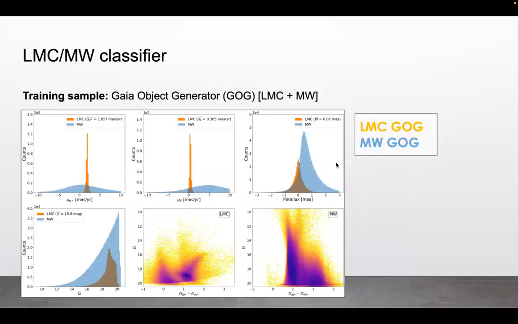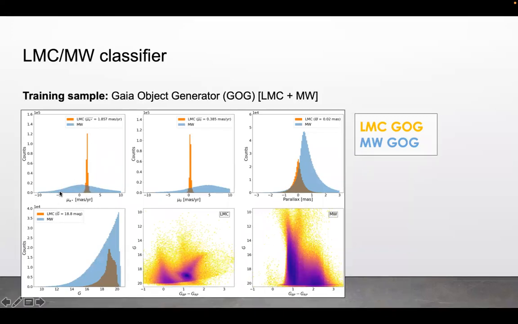So inside the simulation, we know very well what is the LMC and what is the Milky Way, and we can do the same kind of characterization. We know the proper motion. You can see the proper motion of the LMC. The LMC is very far away, so it has a very peaked distribution.